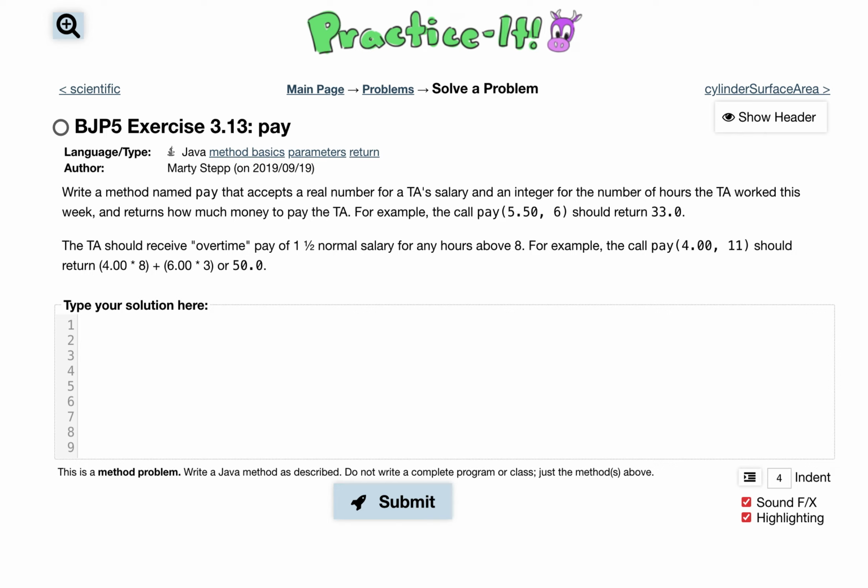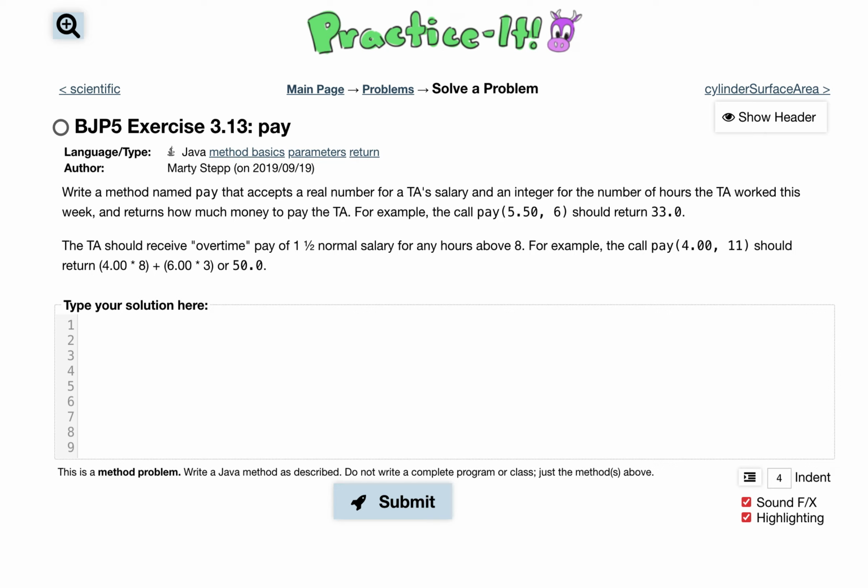Today we are going to be attempting exercise 3.13 called Pay. So let's read it. Write a method named Pay that accepts a real number for a TA's salary and an integer for the number of hours the TA worked this week, and return how much money to pay the TA. For example, the call Pay 5.5, 6 should return 33.